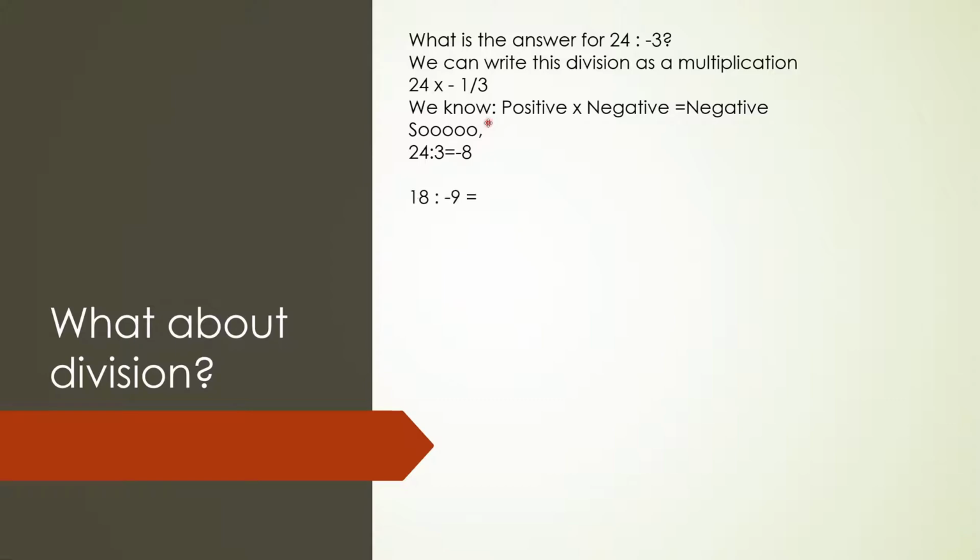Same rules apply. 18 divided by minus 9. Positive divided by negative equals negative, equals minus 2. Minus 24 divided by 8, minus 3. Minus 22 divided by minus 11. Negative divided by negative equals positive. So we get 2.